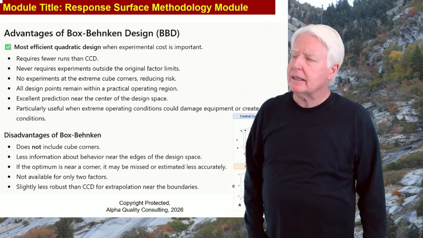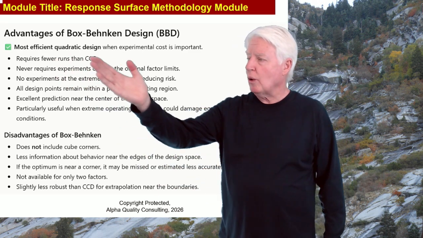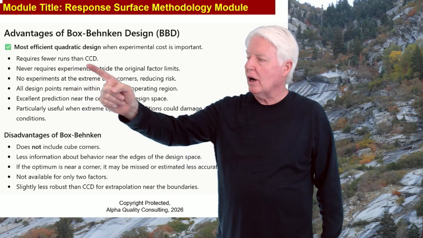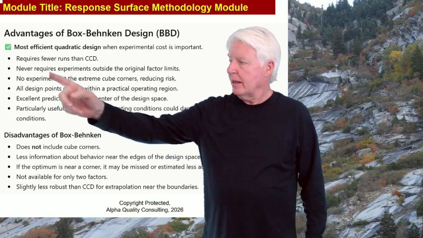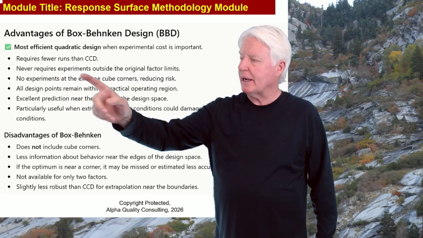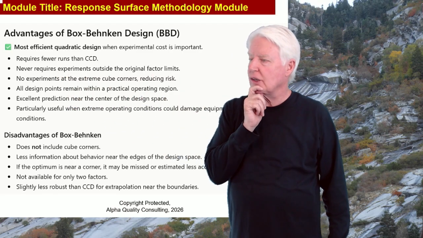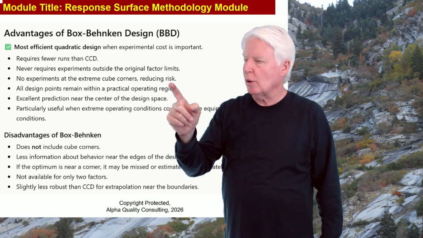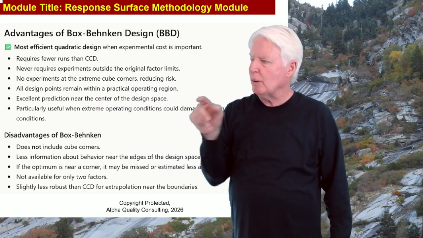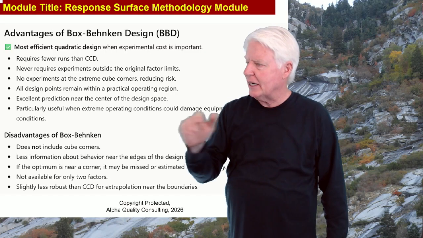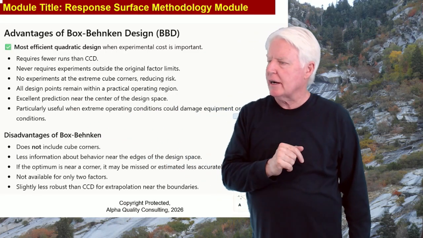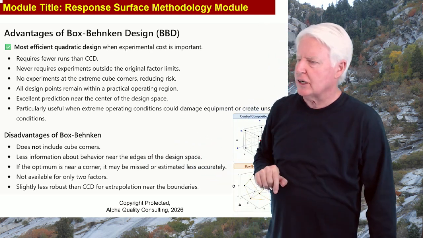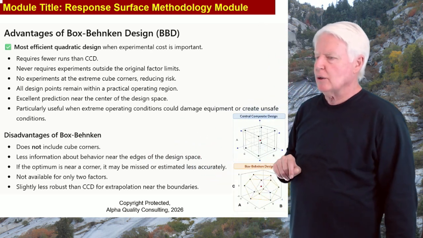Advantages of Box Behnken design. Most efficient quadratic design when experimental cost is important. Requires fewer runs than the Central Composite Design. Never requires experiments outside the original factor limits. Okay. No experiments at the extreme cube corners, reducing risk. All design points remain within a practical operating region. Excellent prediction near the center of the design space, particularly useful when extreme operating conditions could damage equipment or create unsafe conditions.